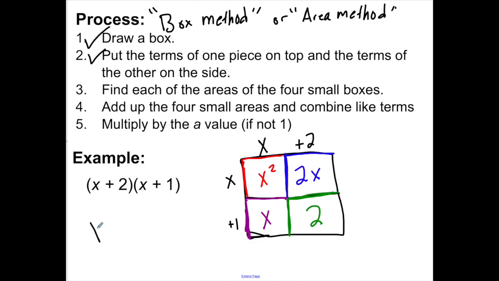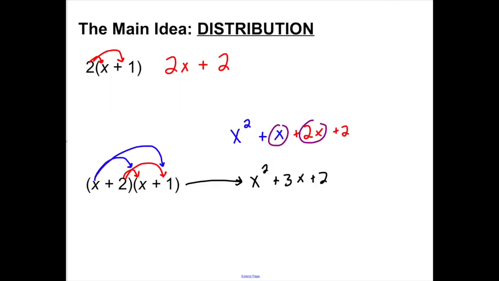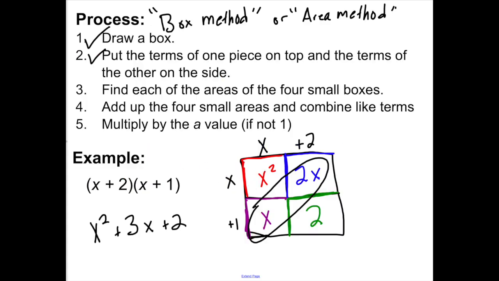Okay, so what we notice is we have our x squared, and then very conveniently along this diagonal, we have a 2x and an x. So we add those for a total of 3x, and then we have our 2. And if you take a look back at the last page, what you'll see is that's exactly the same thing we've got. So what we're doing again is just distribution. So we found the areas of the small boxes, we added them up and combined like terms.